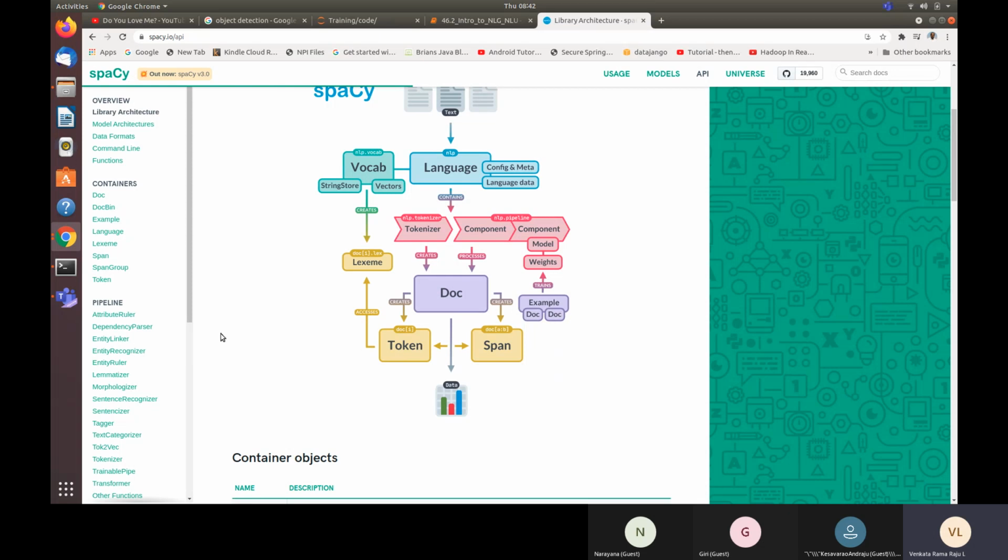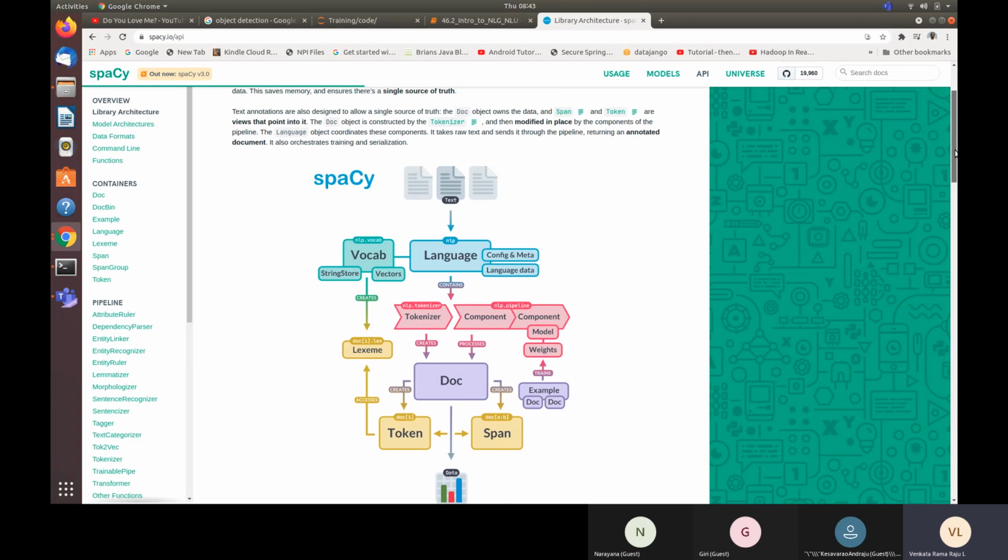This weekend, try to spend some time on the SPACY documentation. And if you have any questions, right, you can call me and we can discuss. This is very important. To solve NLP problems, SPACY documentation is very important. Okay.